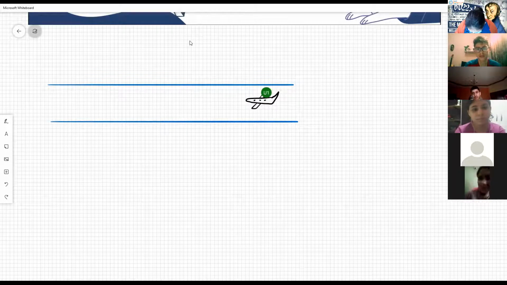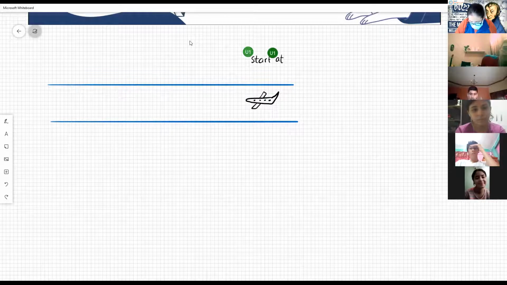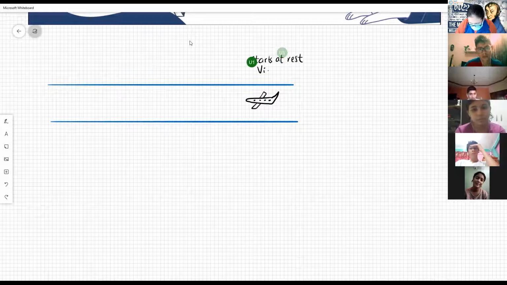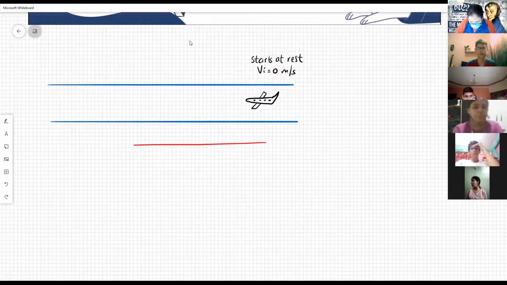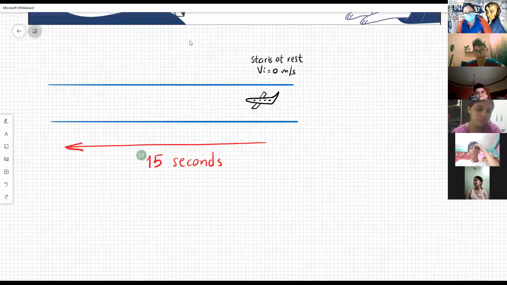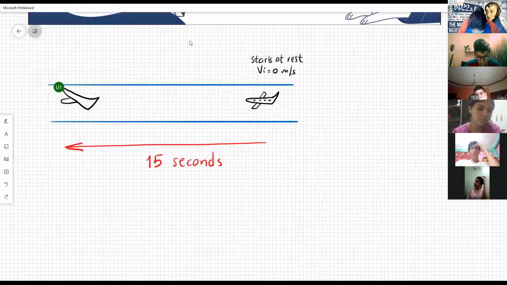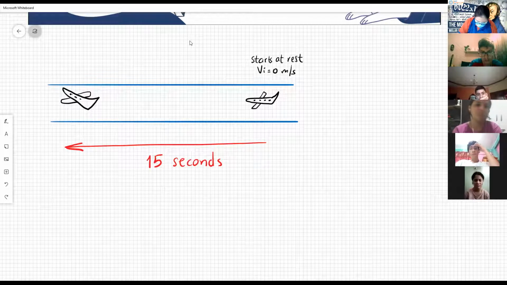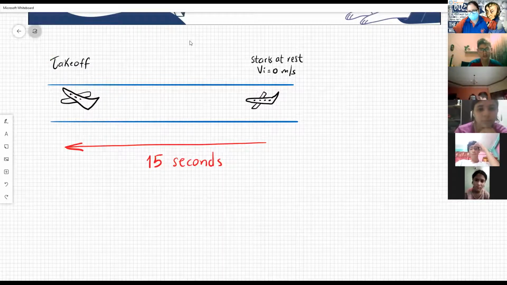So initially, we know that it starts at rest. So this gives me an initial velocity of 0 meters per second. We got it from the problem, okay? Then it says that during 15 seconds the plane is now set in motion. And at the final point, which is this one here, it's going to be known as the takeoff, the moment at which the plane is about to be on air, okay?